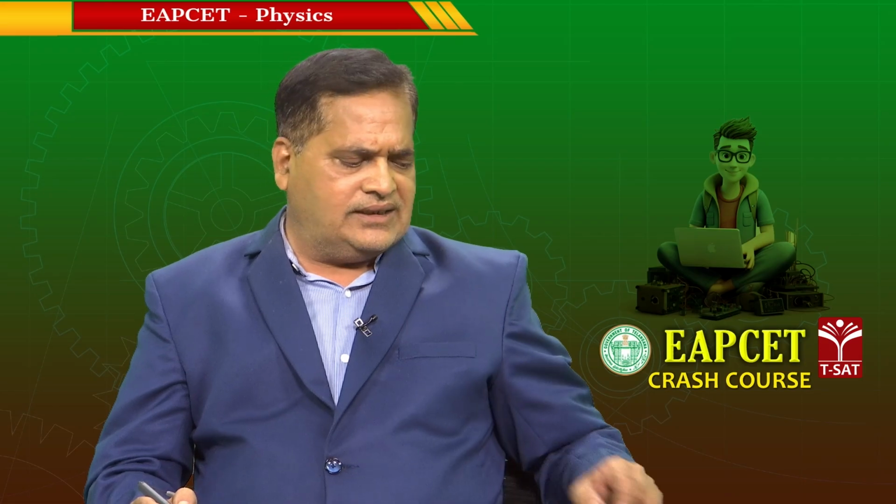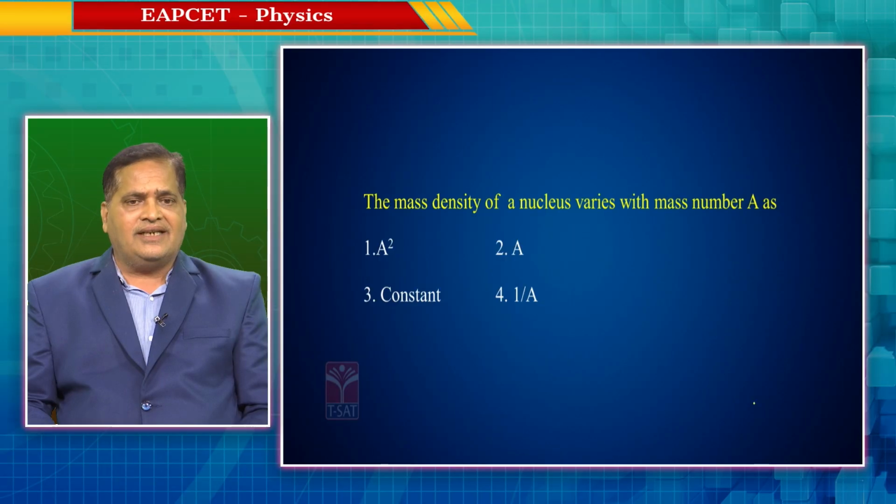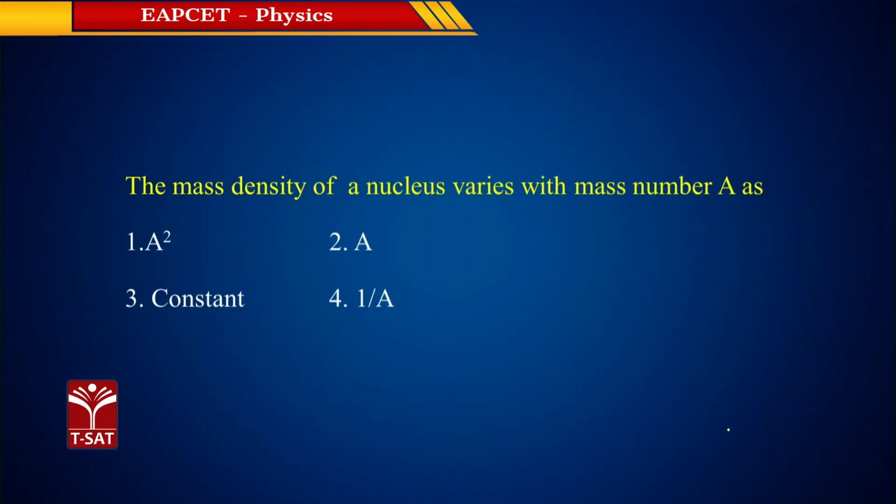Okay, and next here the mass density of nucleus varies with the mass number A. Mass density is constant, okay, and independent of mass number. See children, the mass density of a nucleus varies with the mass number A. Here the third option is constant. Mass density is a constant.